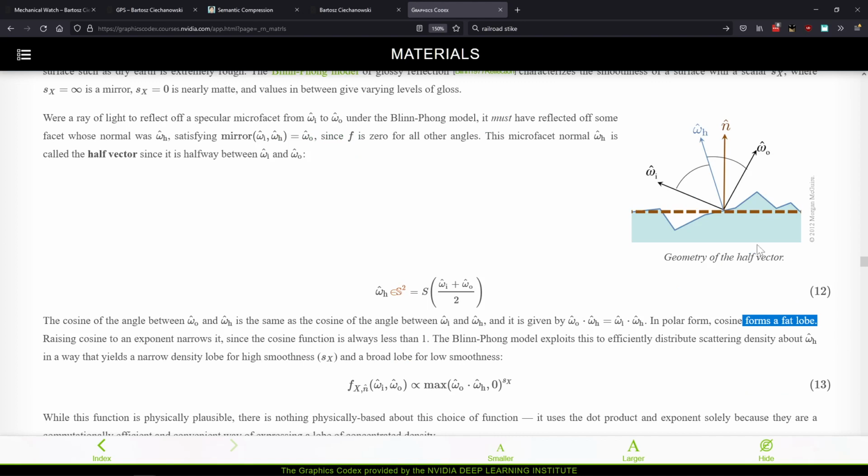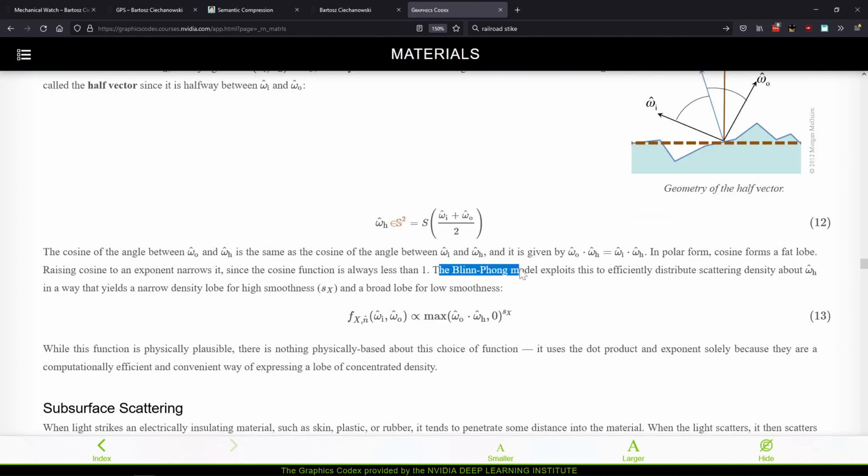Yeah, I wish there was a picture of the cosine specular lobe here. The Phong specular lobe, just because I like the visual. Well, that's actually pretty spot on.